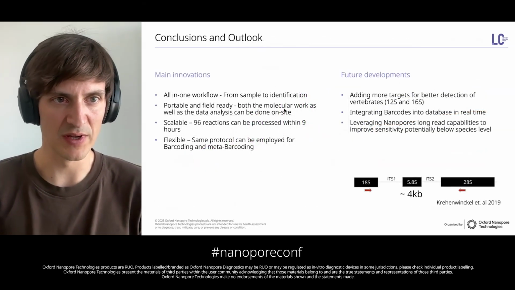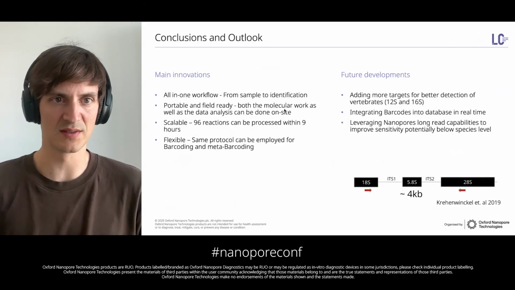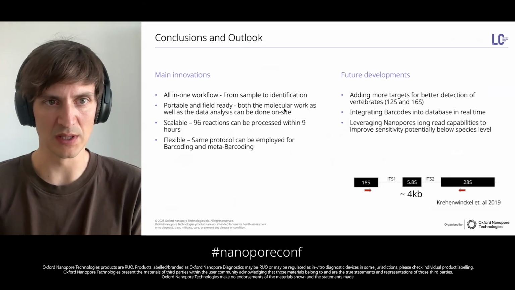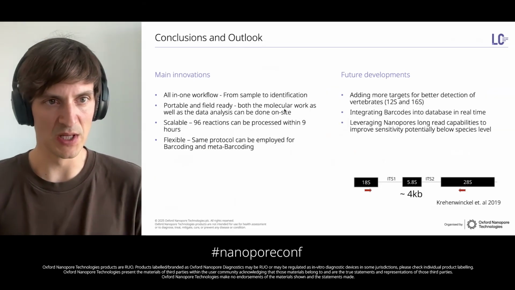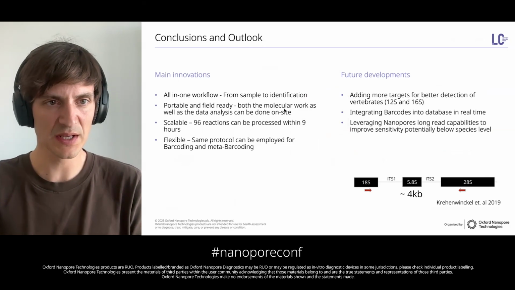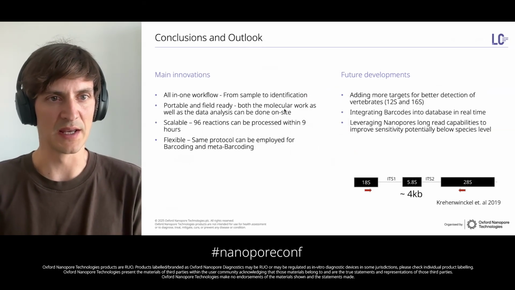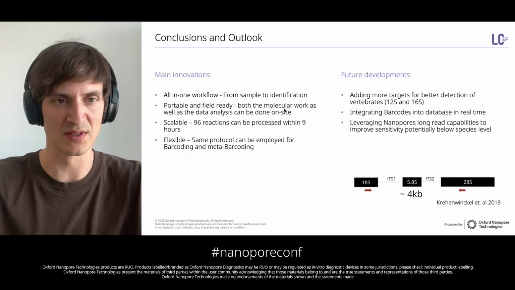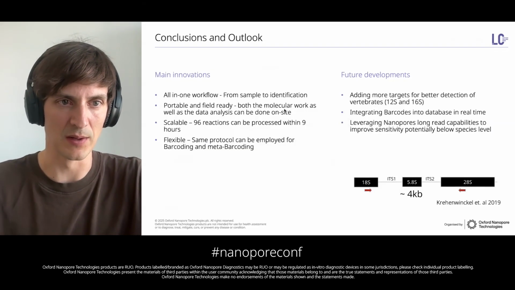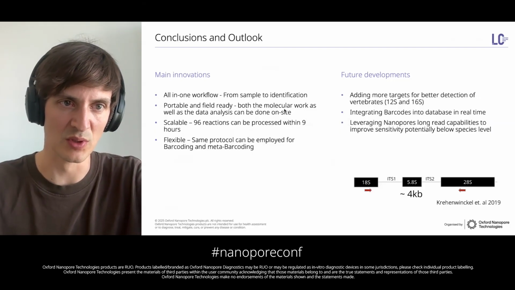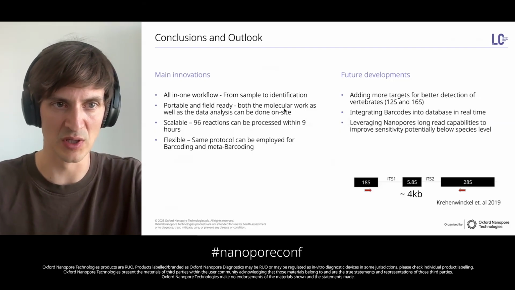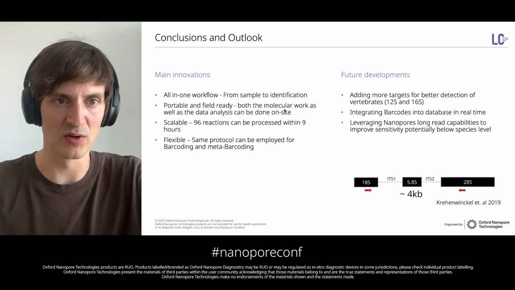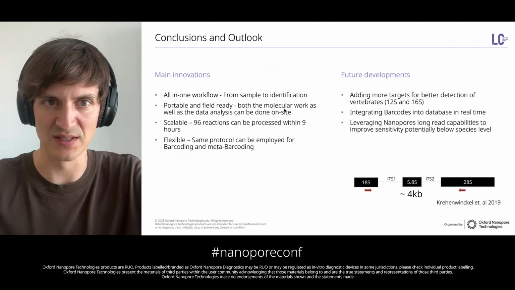So overall, the main innovations of this workflow are that it's from sample to identification, one workflow. It's very portable and ready to be used in the rainforest, for example. It is very scalable and can handle up to 96 reactions in one experiment that can be processed in only 6 hours. And one feature that I didn't mention is that it can also do barcoding with the same protocol, which then helps to also generate barcodes from species that are not yet in the databases.